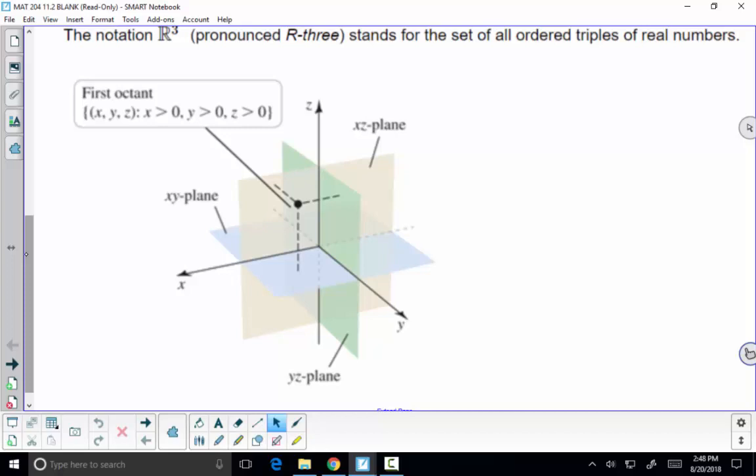R3 is the collection of all ordered triples, just like R2 is the collection of all ordered pairs.